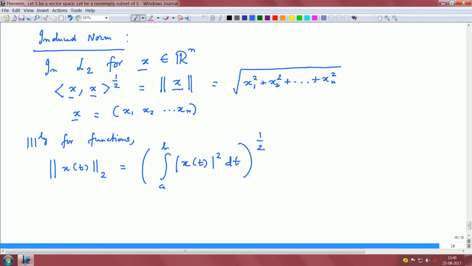Now once we are comfortable with the induced norm, we can extend this idea of having one vector. Now we can think about the difference vector, and we can think about the norms over these difference vectors.